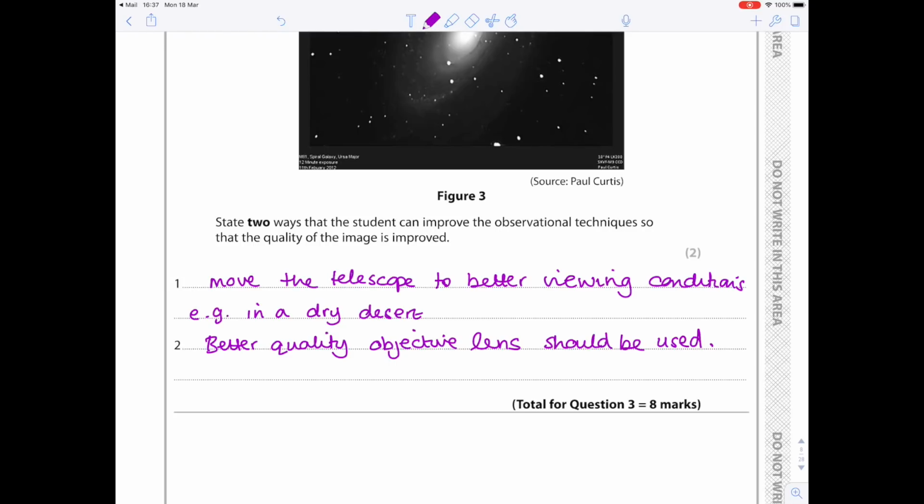Something else you could have said is use a wider aperture camera or use longer exposure time while the telescope is locked onto a star.